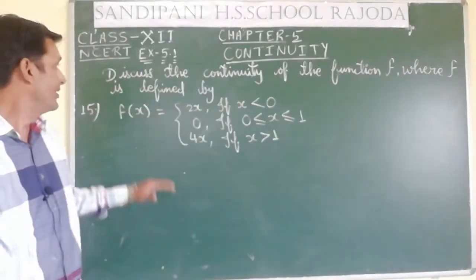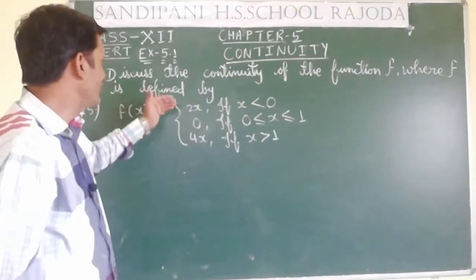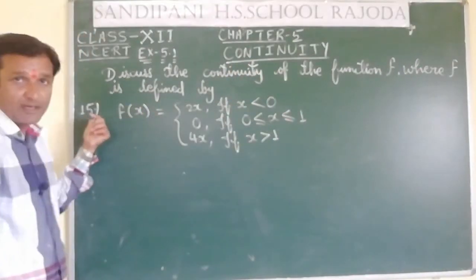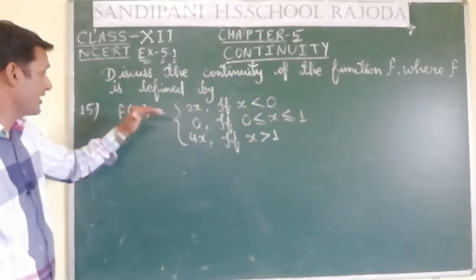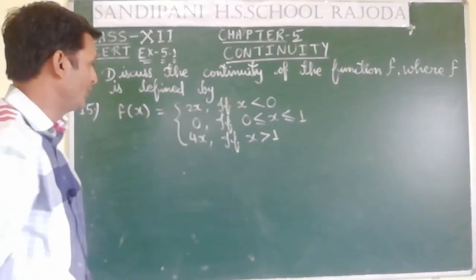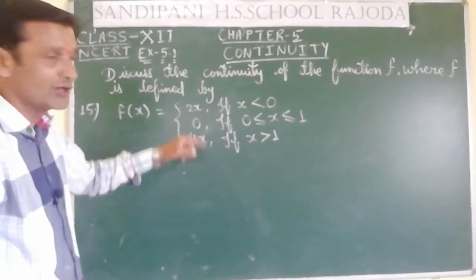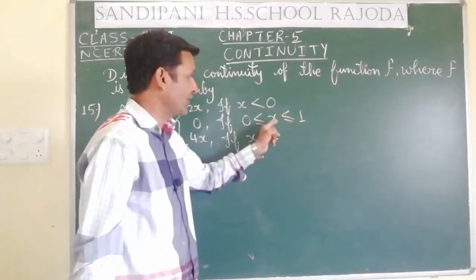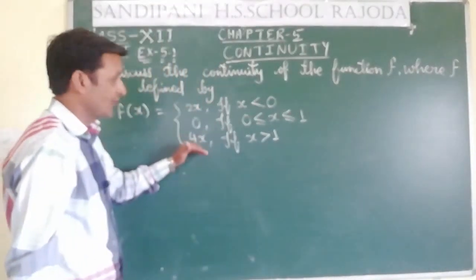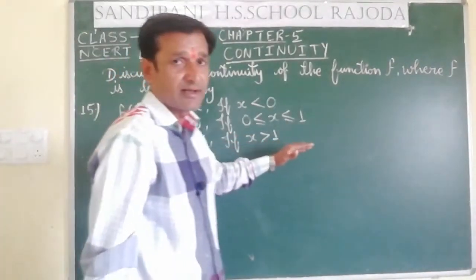See students, I have told you already that we have to discuss the continuity of the function f, where f is defined by our 15th question. It is f of x is equal to 2x if x is less than 0, and f of x is equal to 0 if 0 is less than or equal to x is less than or equal to 1, and f of x is equal to 4x if x is greater than 1.